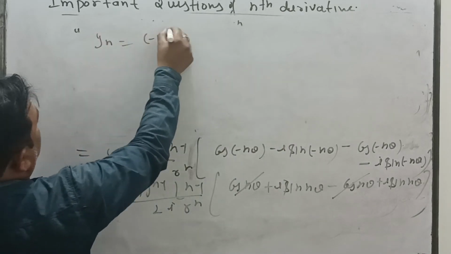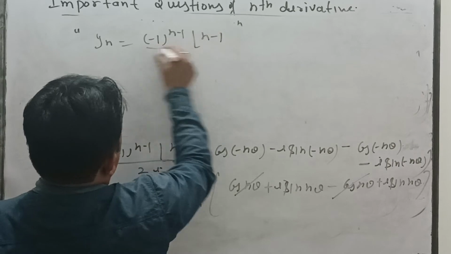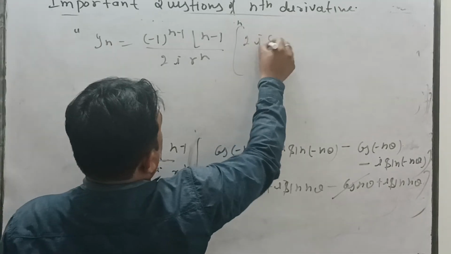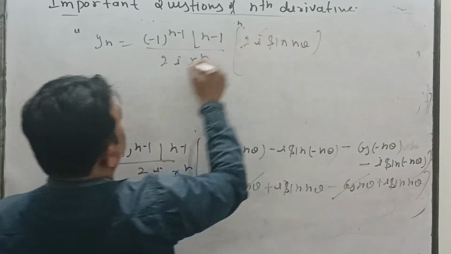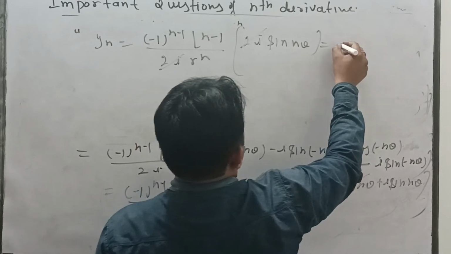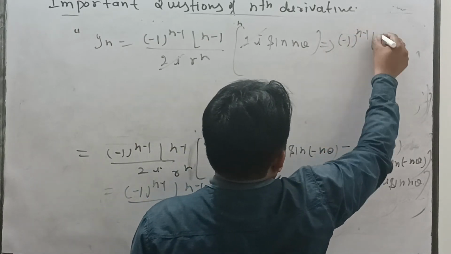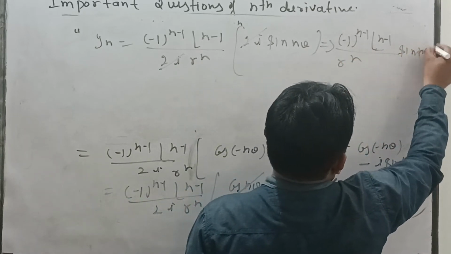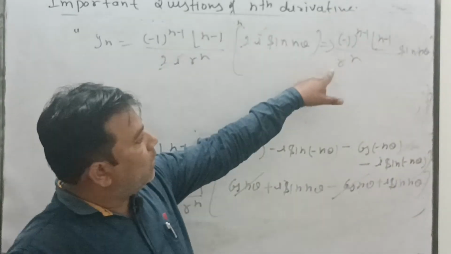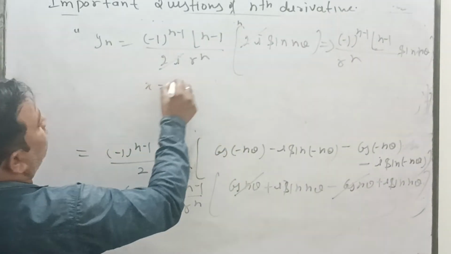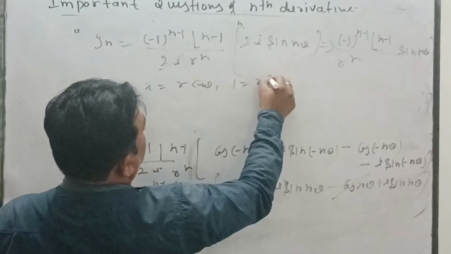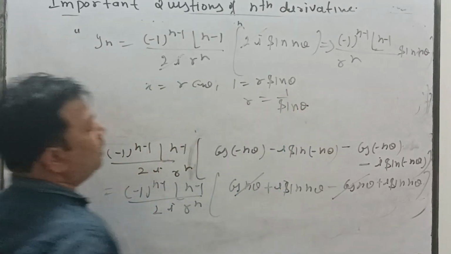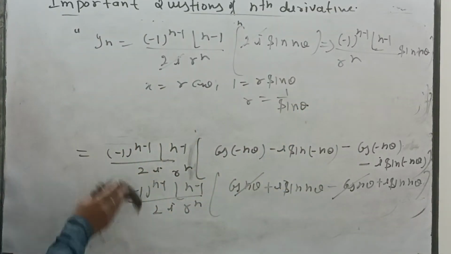So y_n equals minus 1 to the power n minus 1, factorial n minus 1, upon 2i, r to the power n, times 2i sin n theta; the 2i cancels out. This implies minus 1 to the power n minus 1, factorial n minus 1, upon r to the power n, times sin n theta. Again, find the value of r: x equals r cos theta and 1 equals r sin theta, similarly r equals 1 upon sin theta.